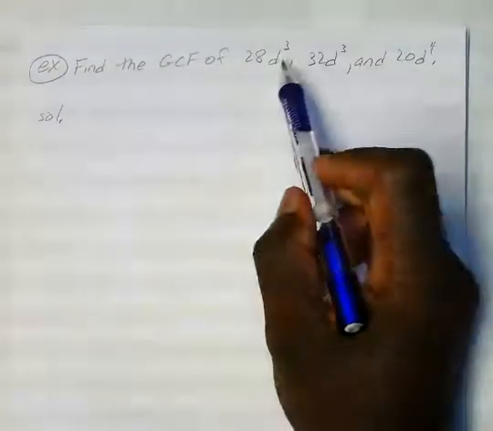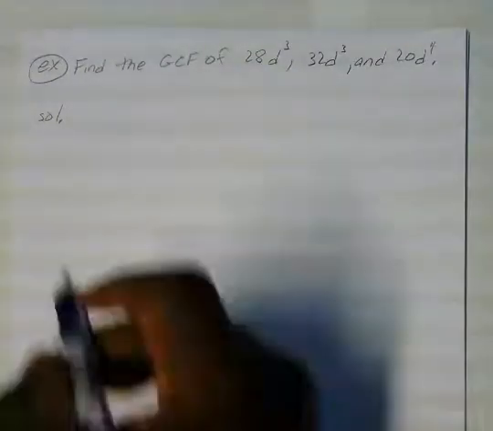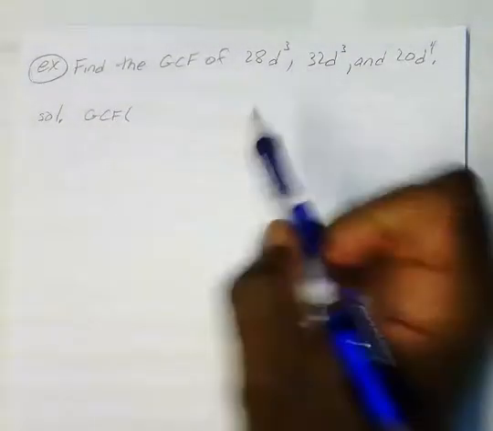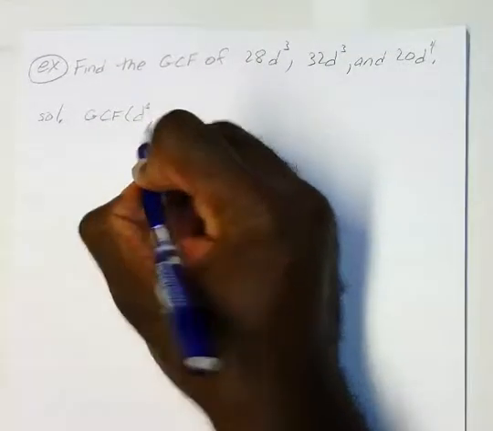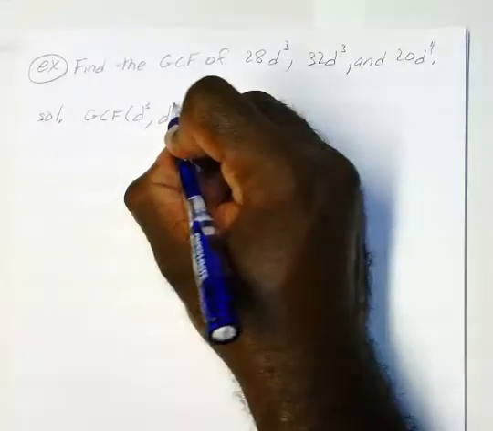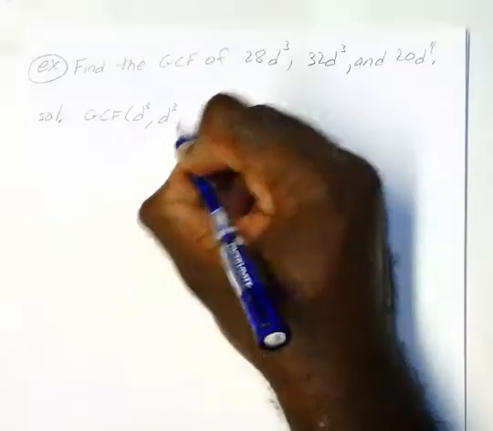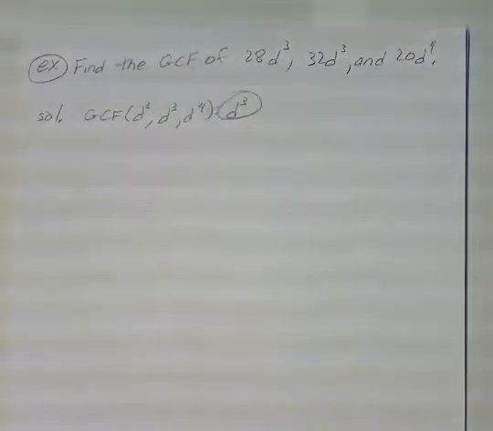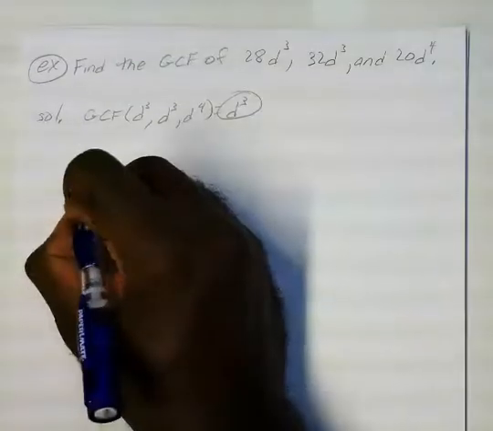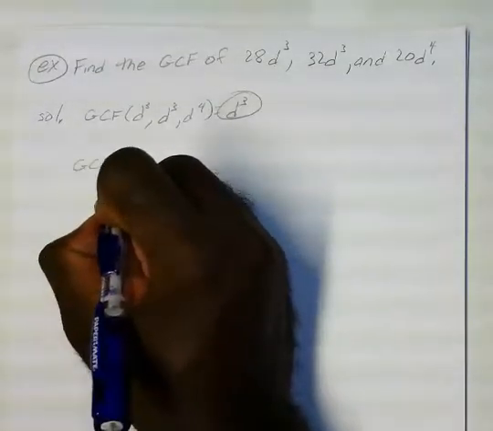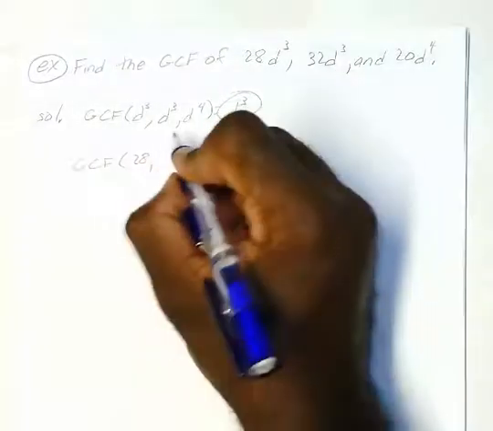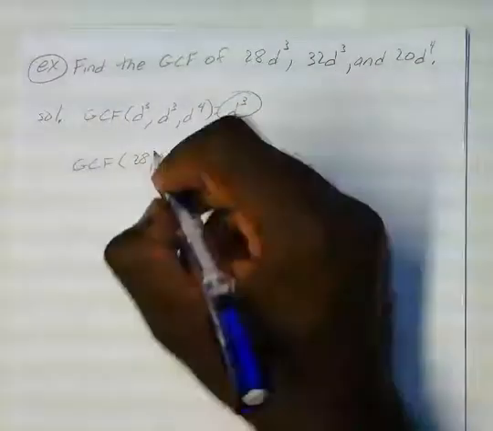So once again, we're going to go ahead and do the variable part first. Knock that out really quick, because the greatest common factor of d to the third, d to the third, and d to the fourth is, of course, d to the third, because it's the smallest exponent. Okay, so that part's done. Now we have to find the greatest common factor of 28, 32, and 20.